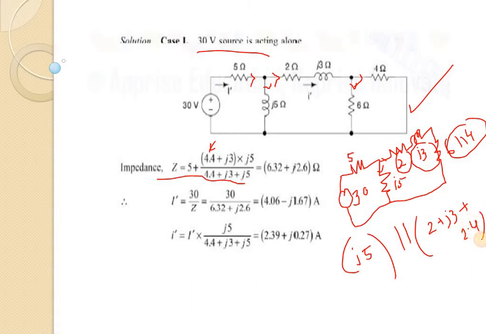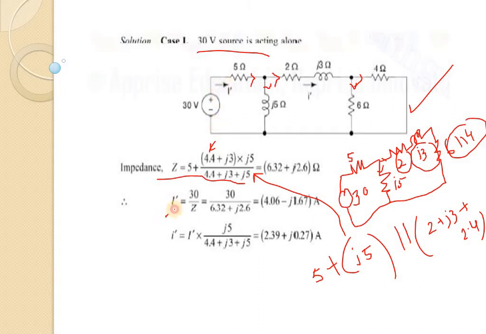So these two will be parallel. This calculation has been done here, and with all this value, the 5 ohm is in series with all these parallel branches, so it will be summed up with 5. Okay, so here the total impedance we have calculated. Now we will calculate the total current which is passing through this 30 volt.